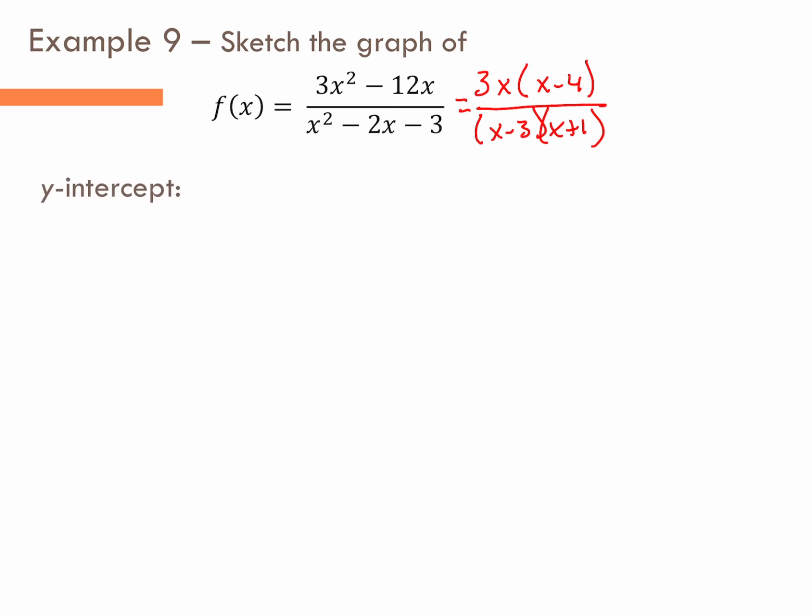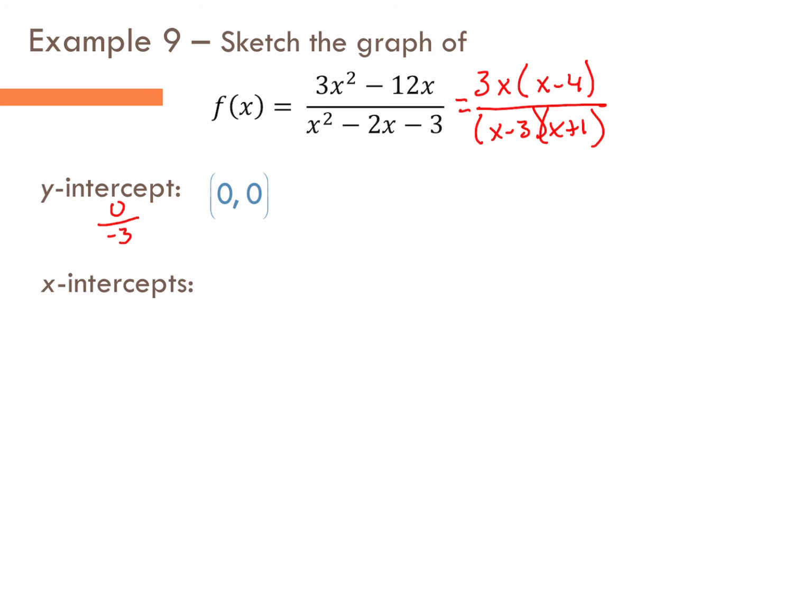So if we look at our y-intercept, if I plug in 0 for my x, I would get 0 on top. On the bottom I would have negative 3, but that would just be 0. So my y-intercept is 0, with the point 0, 0.